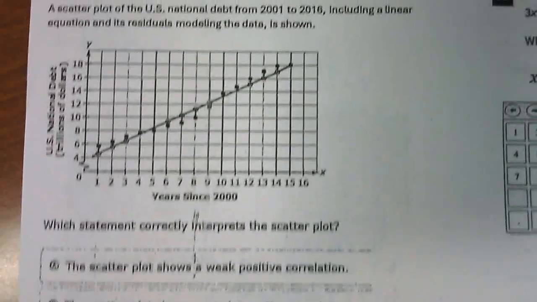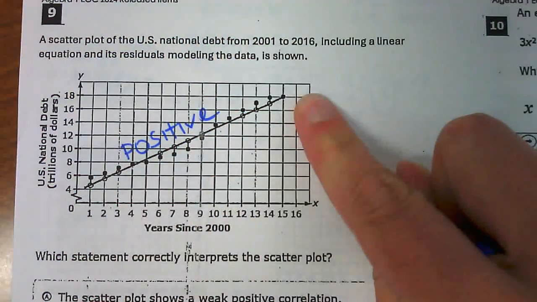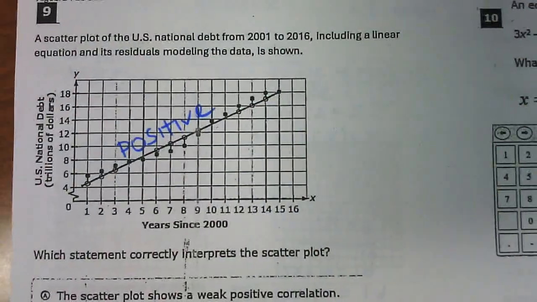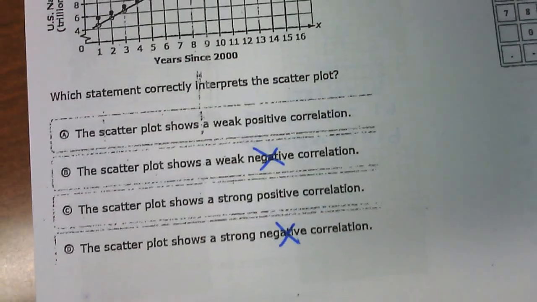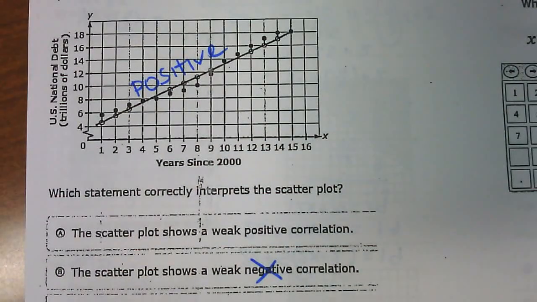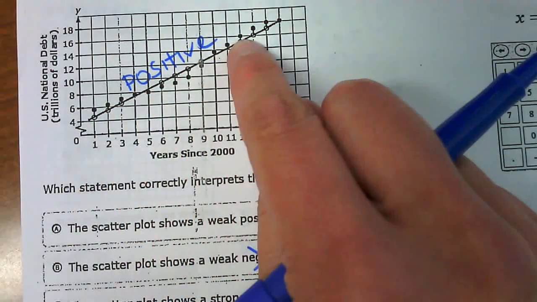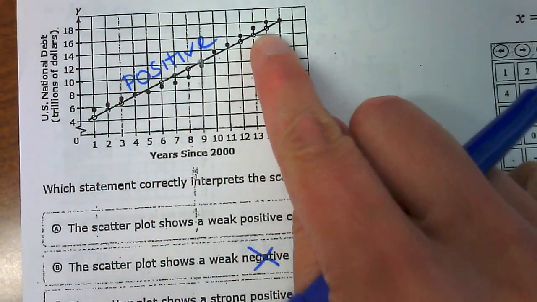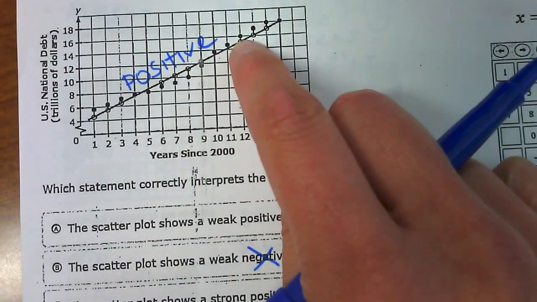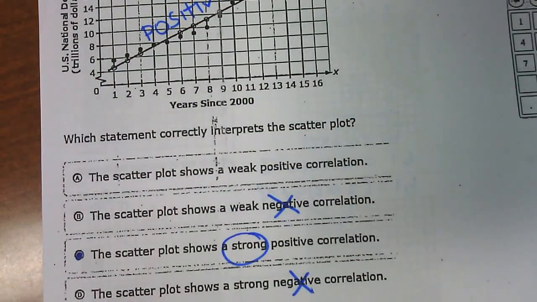Here we go. So positive means that our graph has a positive slope. This is a positive slope because it is rising from left to right. So I know that B and D are incorrect. Then I have to decide between strong and weak. Strong and weak are indicative of how close together the points are to the line. These points are very close to this line of best fit. There are minimal amounts of space between the line and the points. So this is a very strong relationship. So this is going to be choice C.